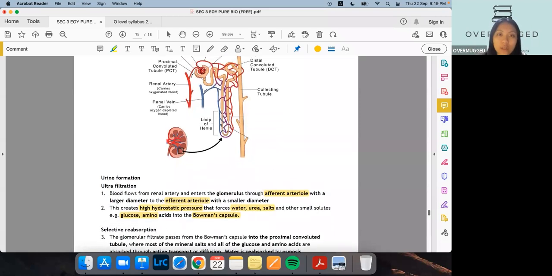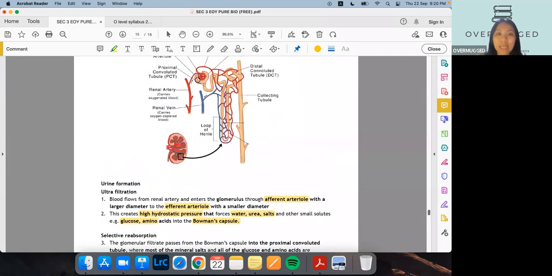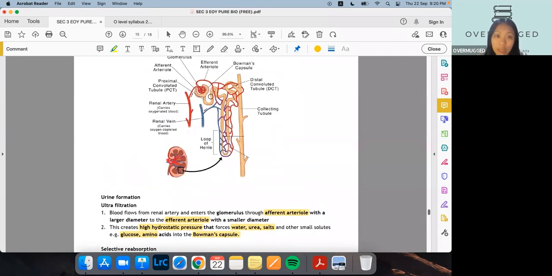After it forces every small thing out, we cannot lose all of them as urine. That is too much, right? We need to start selectively reabsorbing what is useful. So basically you can think of it as pouring all the waste out and then taking back what is useful. That happens by selective reabsorption.